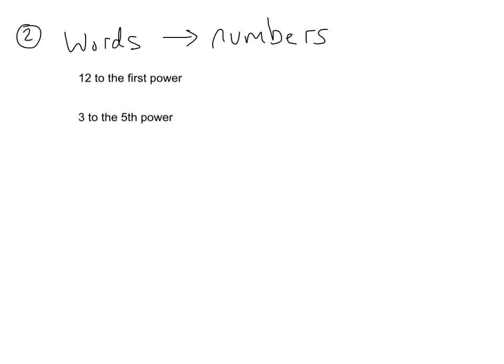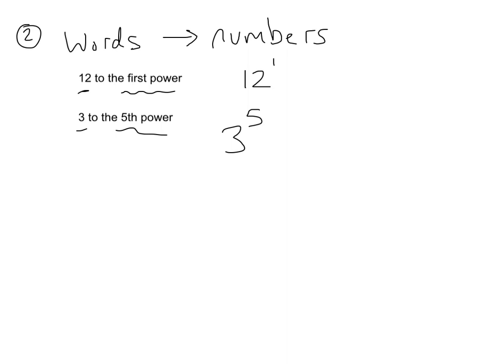Alright, so we can start with something like this, 12 to the first power. We're going to go from words to actually numbers. Okay, so 12 to the first power would just be written like this. 12 is going to be the base, and the first power, put a 1, an exponent of 1. 3 to the fifth power, so 3 is the base, fifth power would be 5.